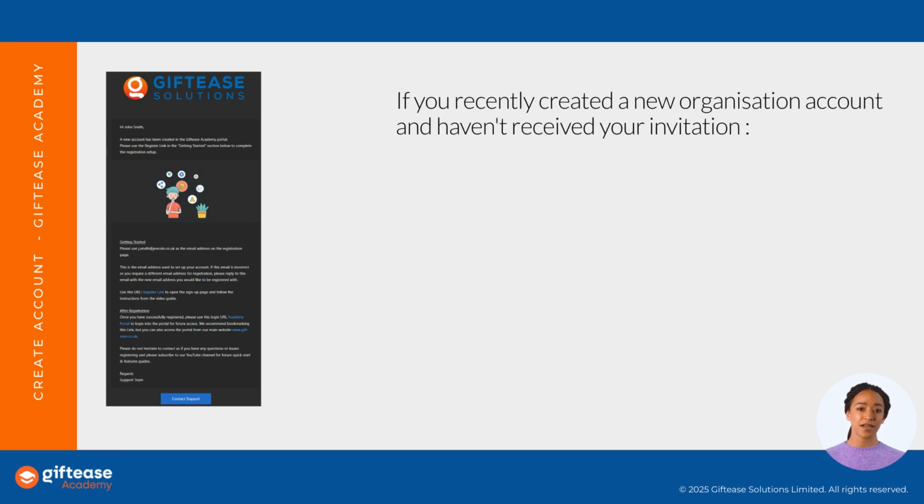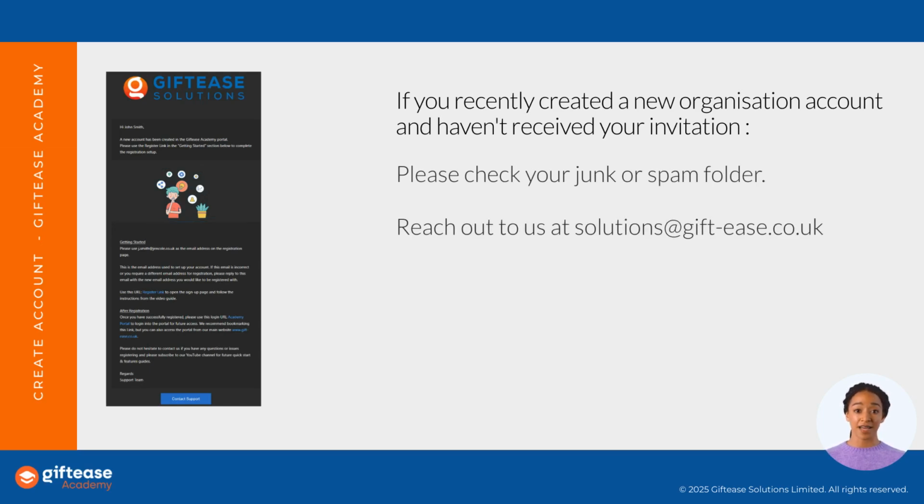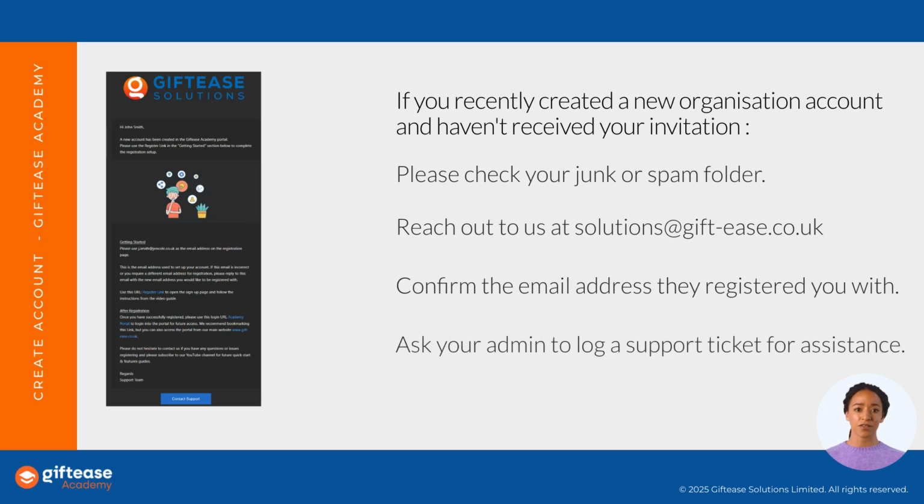If you have recently created a new organization account and haven't received your invitation, please check your junk or spam folder. If it's not there, feel free to reach out to us at solutions@gift-ease.co.uk. If you were invited by another admin within your organization, please confirm with them the email address they registered you with. If needed, ask them to log a support ticket for assistance.